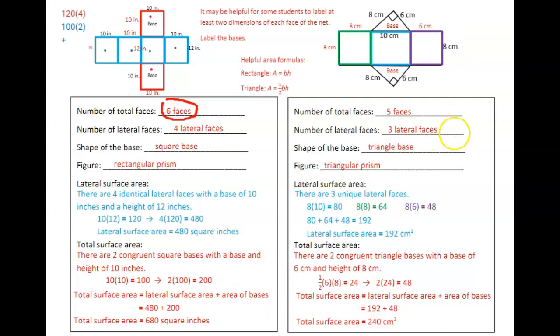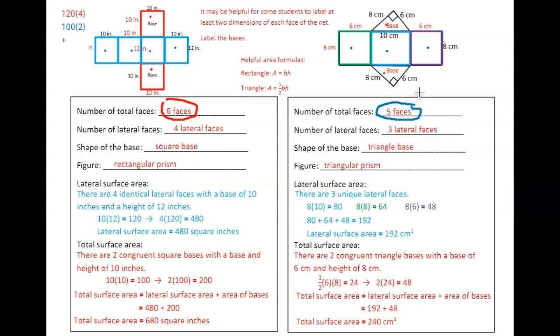Moving on to the triangular prism. We know it is a triangular prism because the shape of the bases is triangles. You have 1, 2 bases, the top and the bottom. Now you have 1, 2, 3 lateral faces. So 3 plus 2 is 5. That's why you have a total of 5 faces.